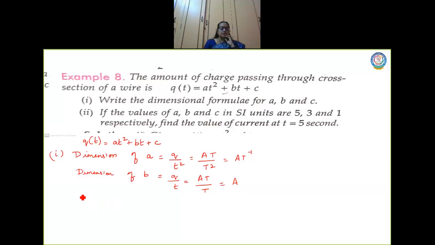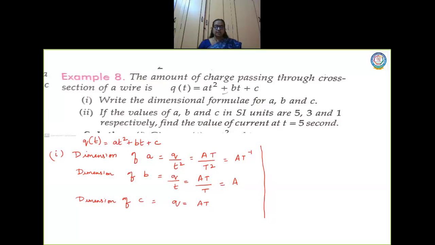Then the next one is the dimension of C. On the left side you have only Q, on the right side you have 1C. So I have C to be only Q, which is equal to A into T, the dimensional formula for Q. So we have found out the dimensions of A, B and C.